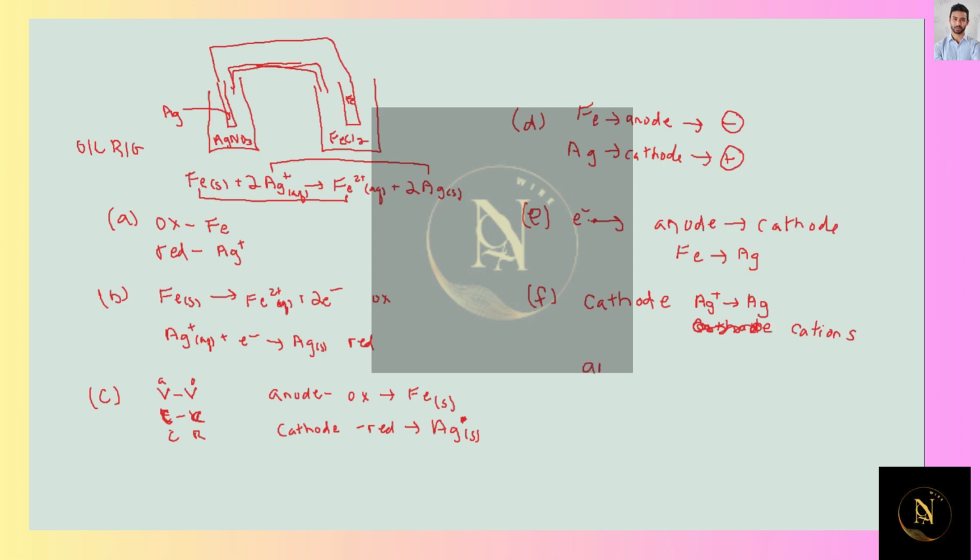At the anode, we have Fe changing into Fe2+, so we're getting a buildup of positive charge. Therefore, the negative ions, the anions in our salt bridge, are going to flow towards the anode in order to balance out that extra positive charge.